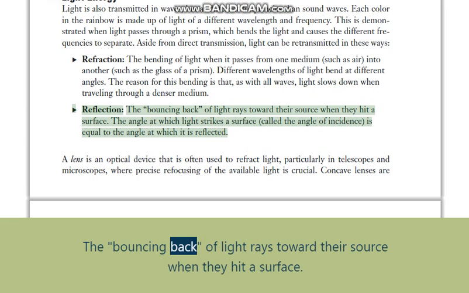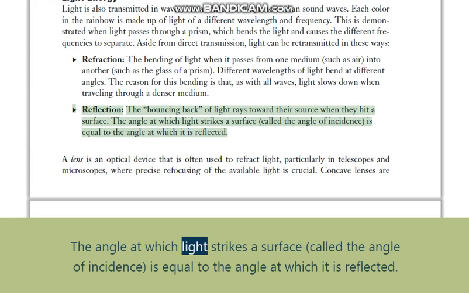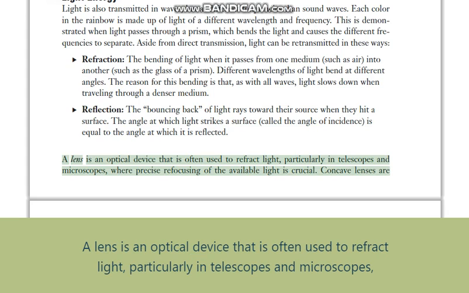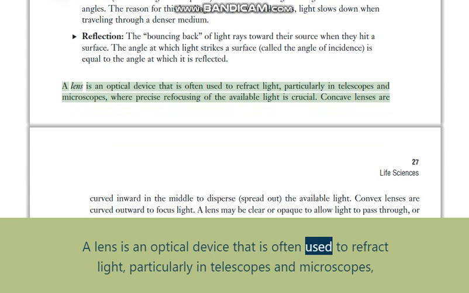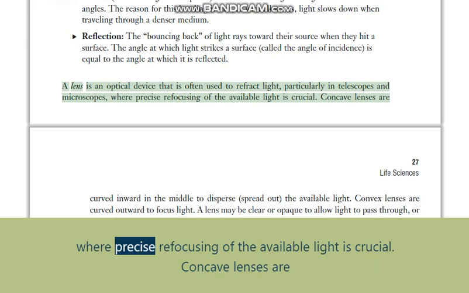Reflection, the bouncing back of light rays toward their source when they hit a surface. The angle at which light strikes a surface, called the angle of incidence, is equal to the angle at which it is reflected. A lens is an optical device that is often used to refract light, particularly in telescopes and microscopes, where precise refocusing of the available light is crucial.